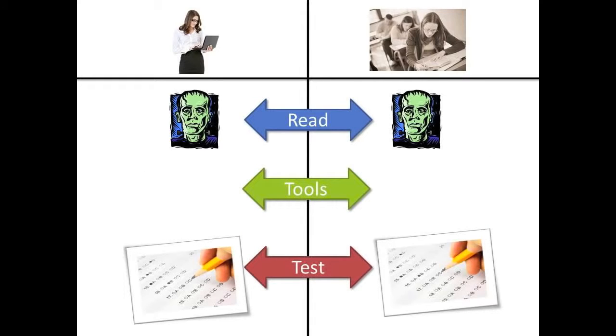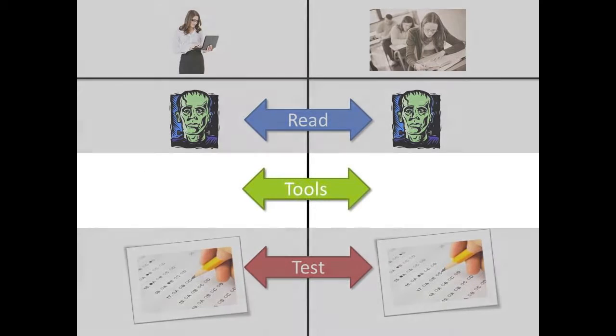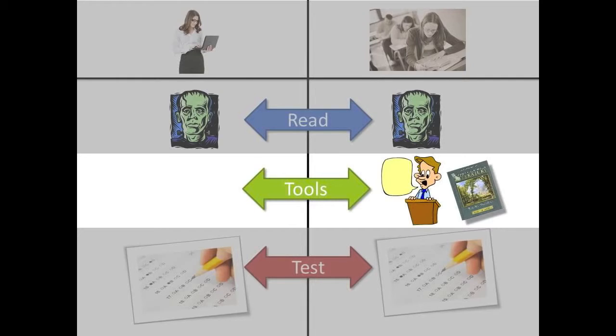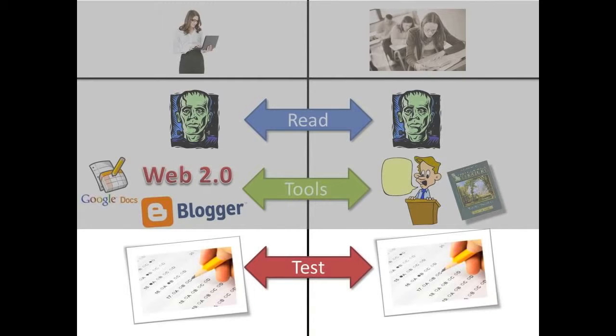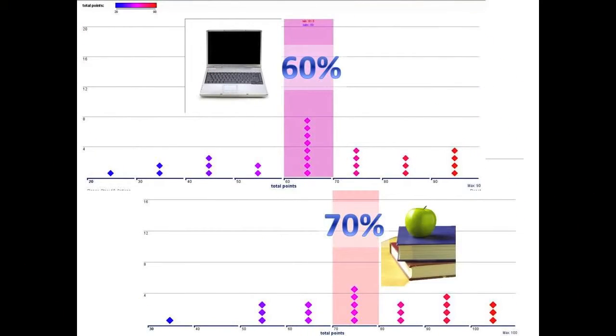The variable became the tools students used to learn the material. One would use lectures and the textbook. The other would use Web 2.0 tools. Then they would both take the same test in class. This would be Cycle 1. The traditional group scored slightly better in the first round.